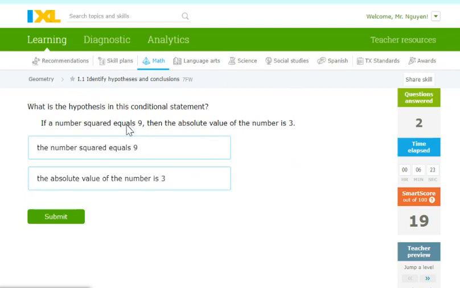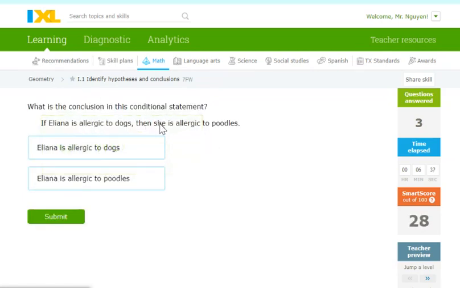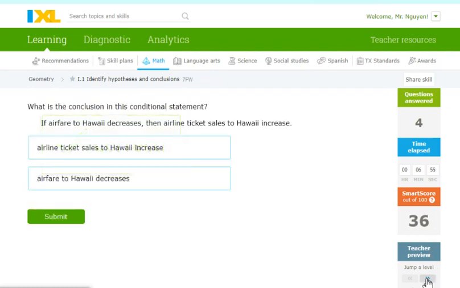Okay, let's do a couple more. We're looking for a hypothesis, so the number squared equals 9 would be the hypothesis. For the conclusion, she is allergic to poodles would be the conclusion. Now, don't select the word dog. Poodle is specific and dogs are more general. So we have to select the statement that matches exactly the conditional statement.